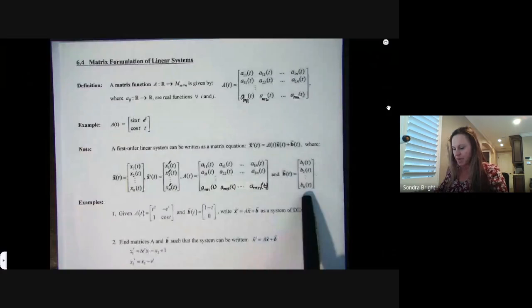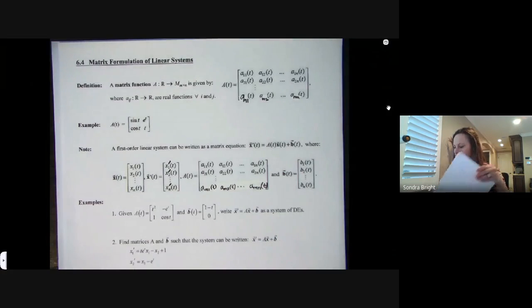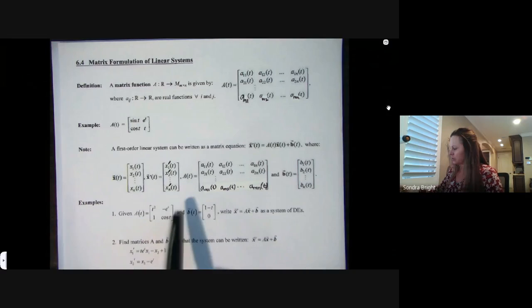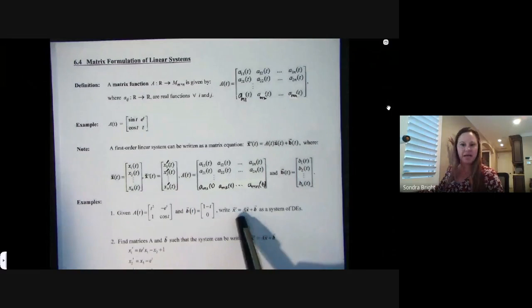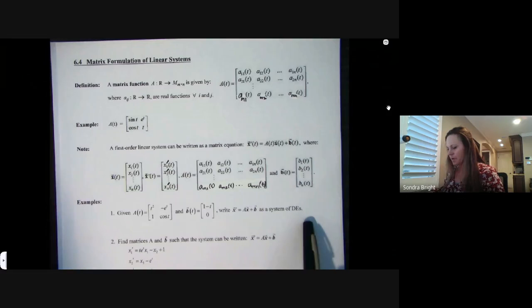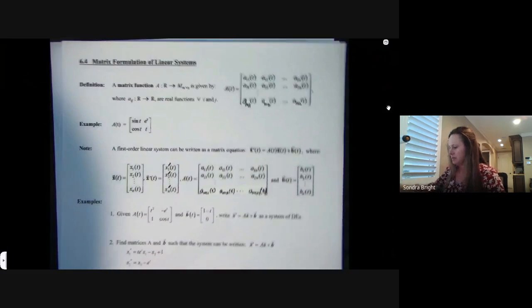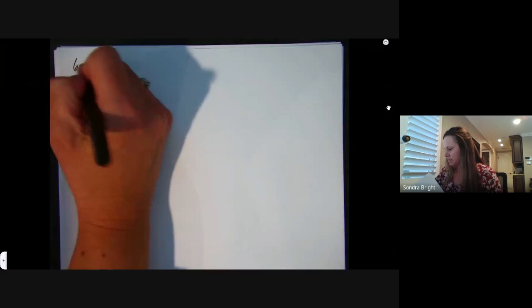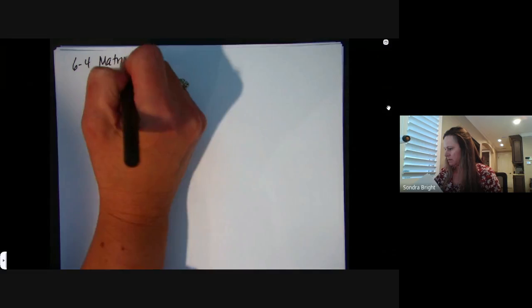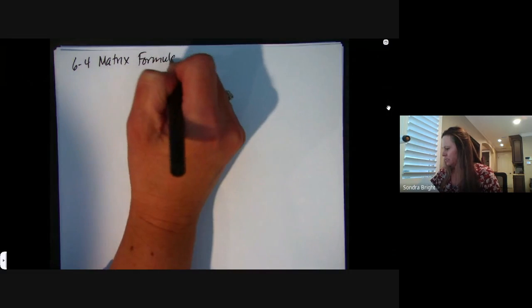And so let's do an example where, given that A is this matrix function and B of t is this, we're going to write x prime equals A times x plus b as a system of differential equations. Okay, so let's do that. I should have written the title first: 6, matrix formulation of linear systems.